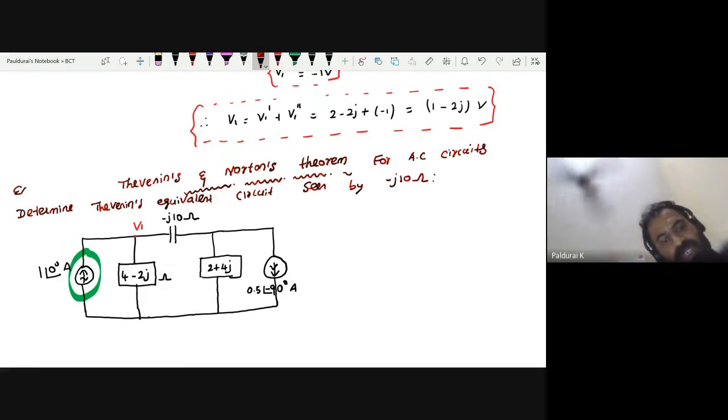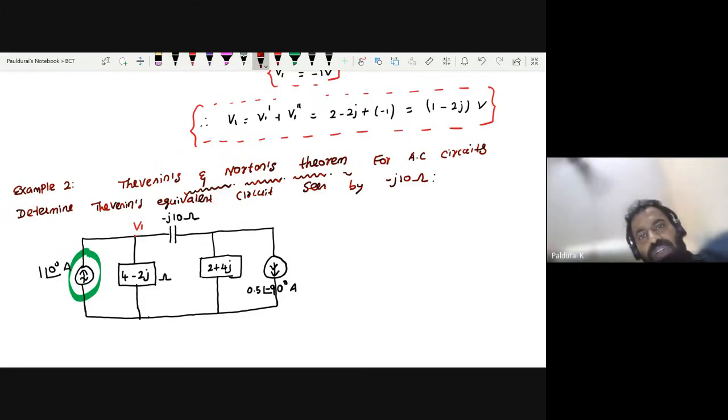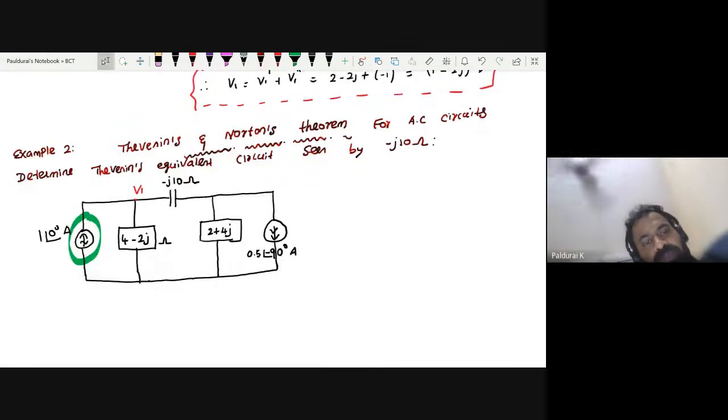Example 2 for today's class. I want to solve one more problem for Norton's, so today I want to solve 3 problems. Determine Thevenin's equivalent circuit seen by, this time, minus J10 ohm. This time the minus J10 ohm will act as your load. Can you recall the procedure? First of all, take this problem and let me know, then I will move on. And parallelly, please recall the procedure to calculate VTH as well as RTH.